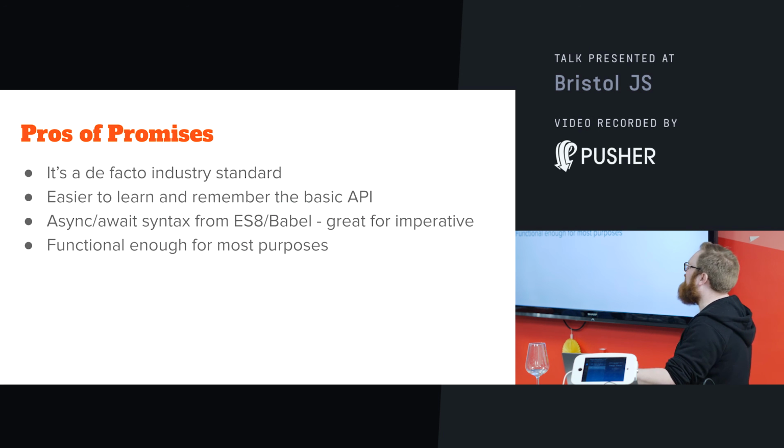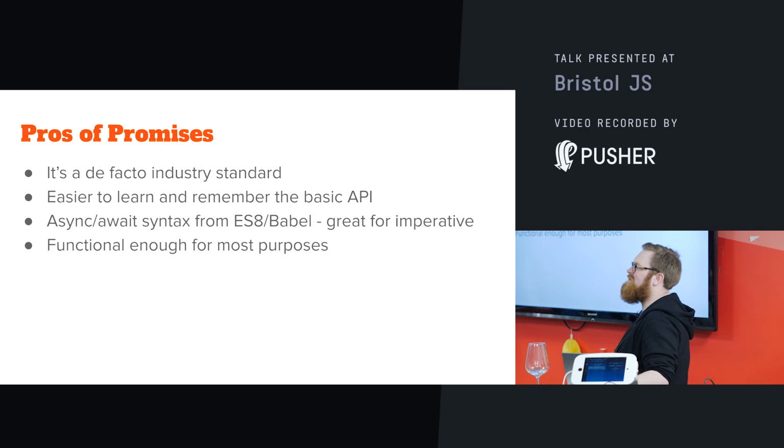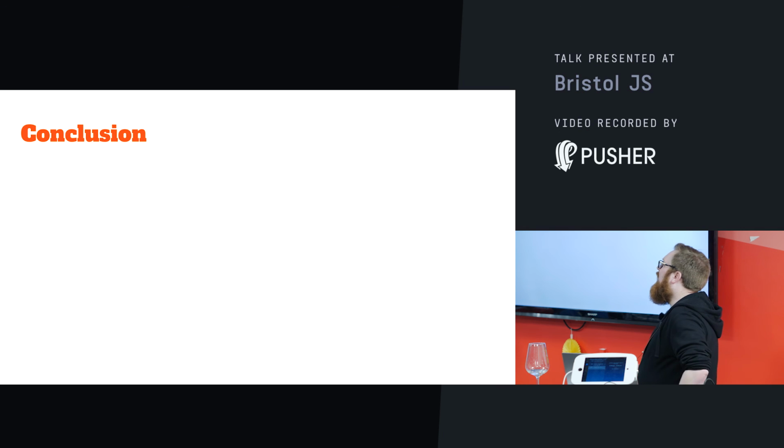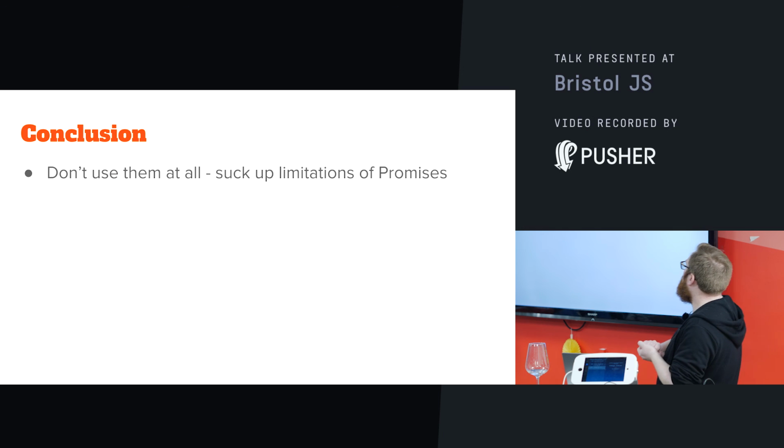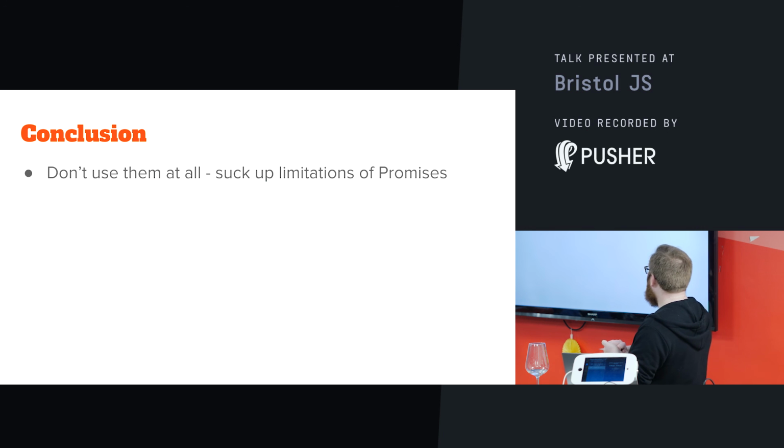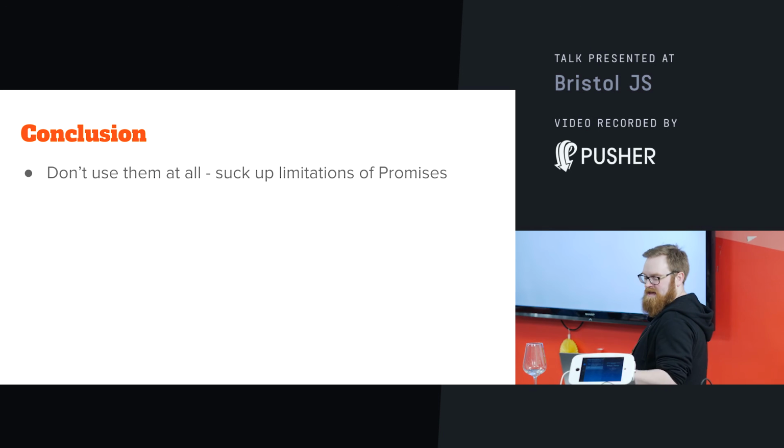So, in conclusion, do we want to be adopting futures? Well, there's a few different levels of meanings of the word adoption. So, first up, don't use them at all. Just suck up the limitations of promises. Sometimes the error handling is a bit wonky. Maybe you can't cancel them. Maybe that's a bit inefficient, but hey, maybe it's someone else's inefficiency.